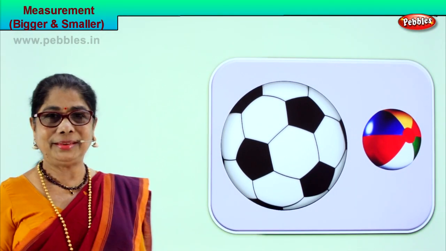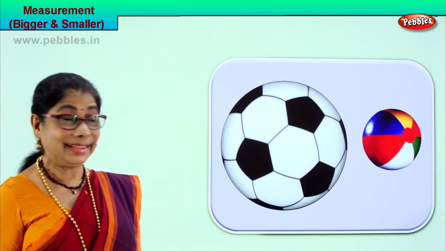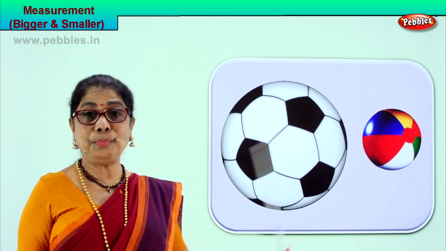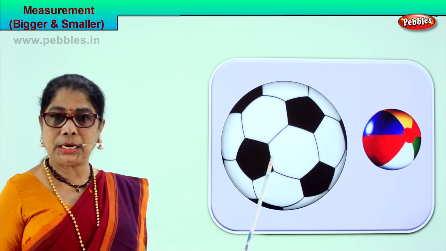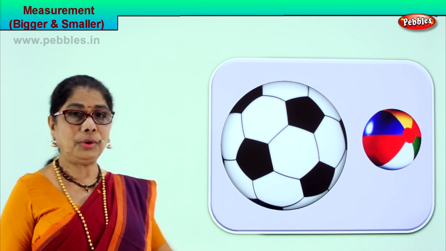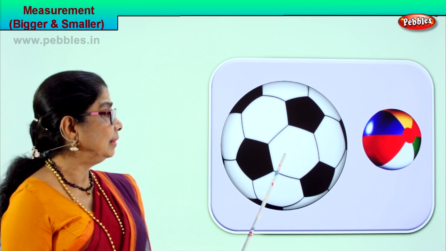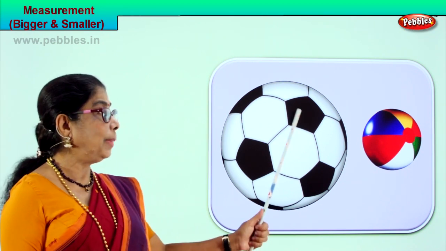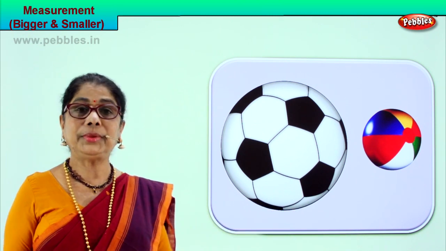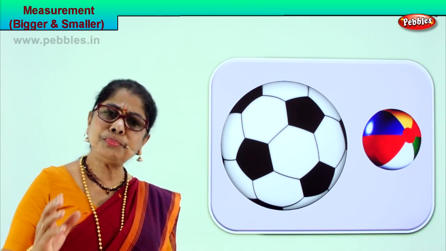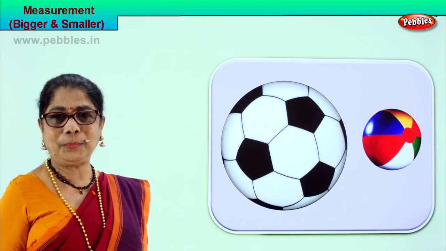Look what we have here. You love to play? Like to go kicking the ball? Yes. Here you have two balls. This ball is bigger than this ball. This ball is smaller than this ball. The black and white ball is bigger than the colored ball. The colored ball is smaller than the black and white ball.